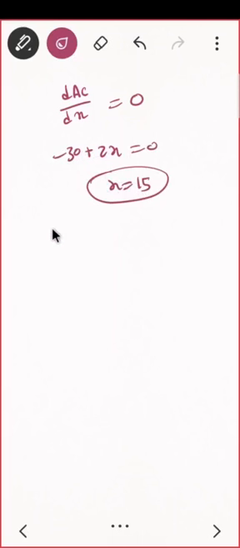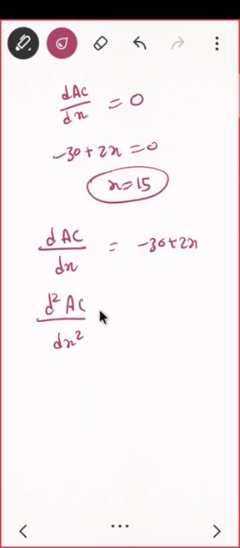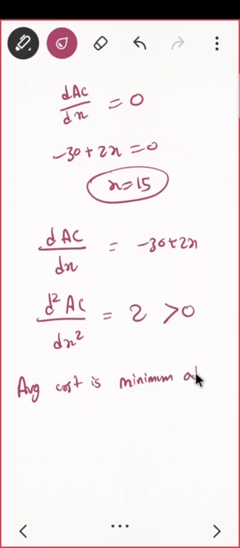What next? Find double derivative. So for double derivative, I'll write derivative again, that is minus 30 plus 2x. And what is double derivative, d2 AC upon dx2? That is 2, which is positive. So what can I say? Minima. Average cost is minimum at x equal to 15. And what is minimum average cost? Minimum AC would be AC at x equal to 15.